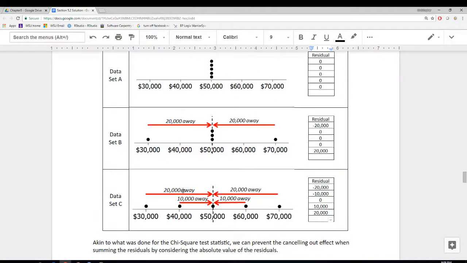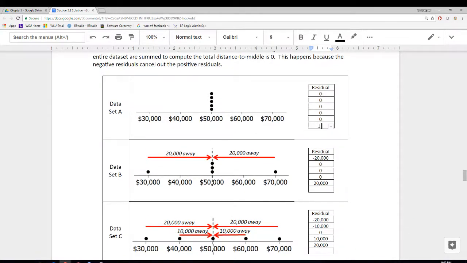On this one here, I have data set C. I have one residual at negative 20,000. I have one residual at negative 10,000. I have a residual at 0 there. The middle data point has a residual of 0. And then I have a 10,000 and a 20,000 as well.